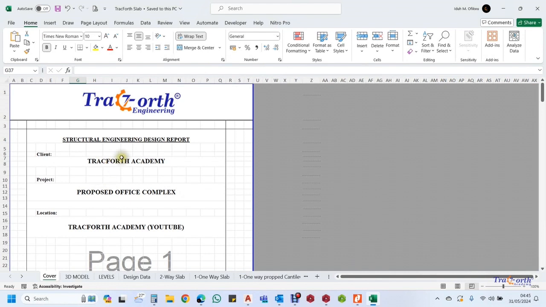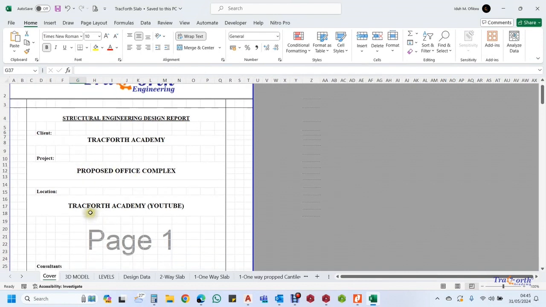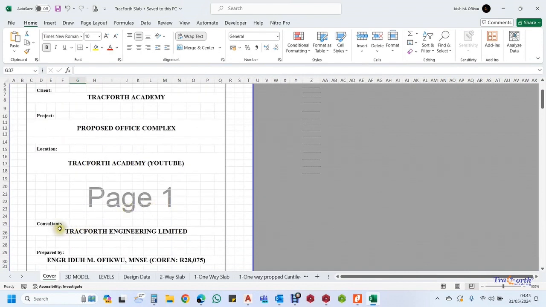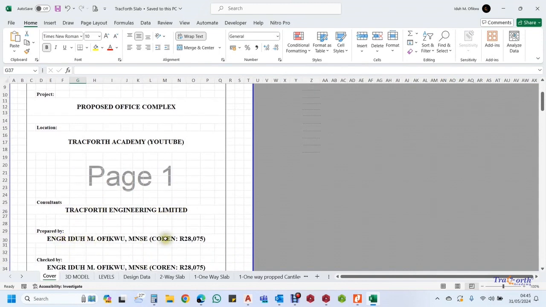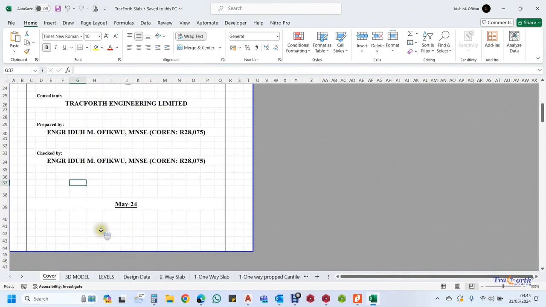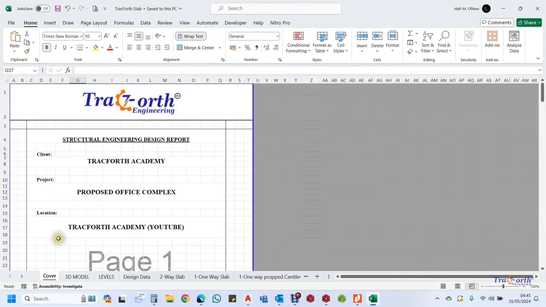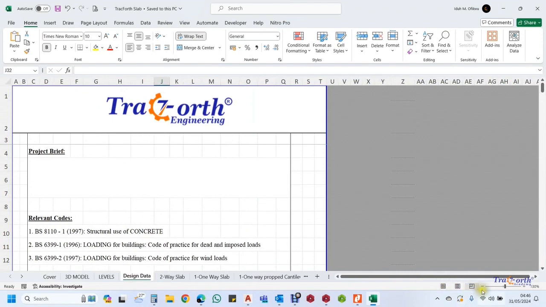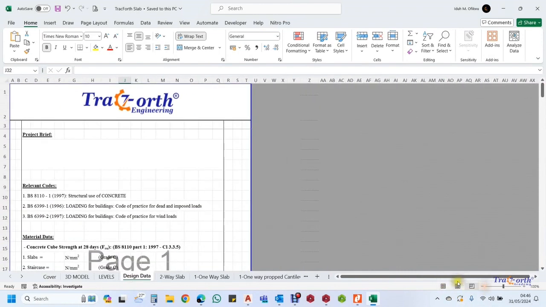Okay, so let's continue. Now, on my cover page, I have the details: the title of this report, the client, the proposed project, the location, then the consultants, prepared by, which is still optional, and of course our logo is here. Then the design data. For every design, you must have your design data, the project brief and the intended use of the project. Is it residential? Is it an office complex? Is it a workshop? Is it a foundry? Is it a factory?